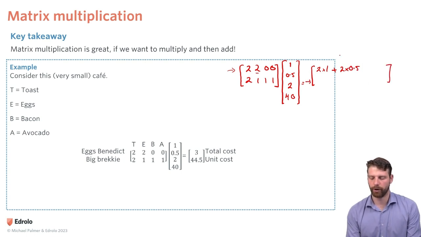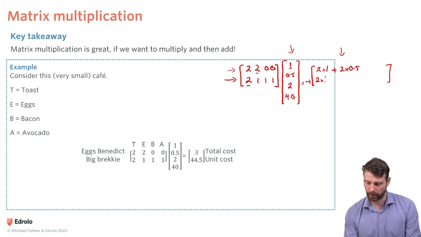And now if I want row 2, column 1, then I need to multiply along row 2 and down column 1. So I get 2 times 1, so that's 2 pieces of toast times the cost of 1 piece of toast. That gives me 2 times 1 plus 1 times 0.5. So 1 times the cost of an egg, which is 50 cents. So I do 1 times 0.5. And then move along again.